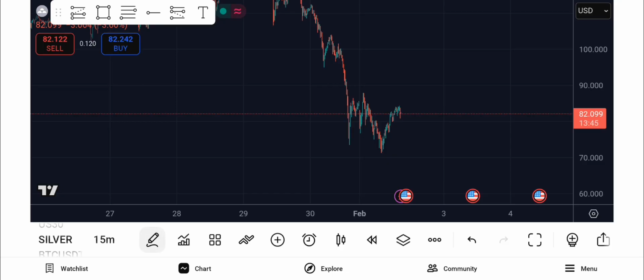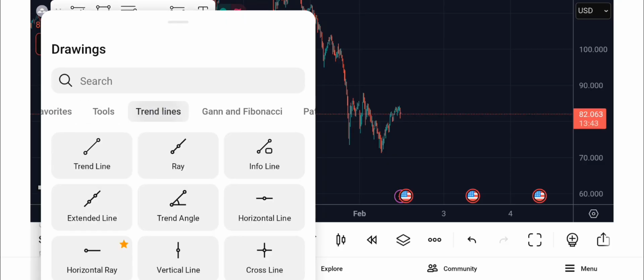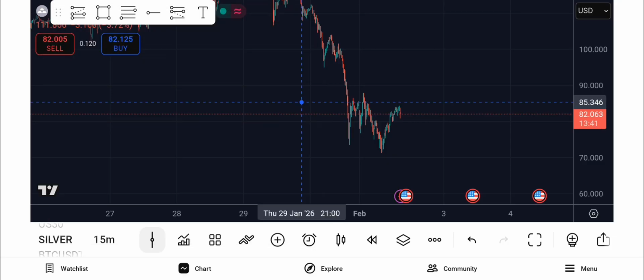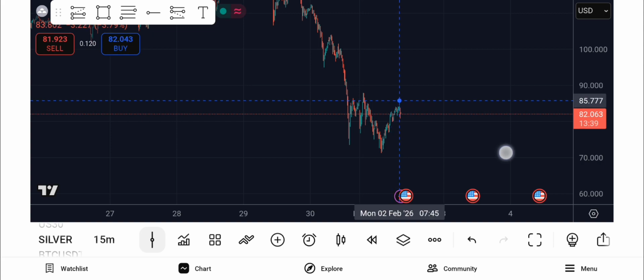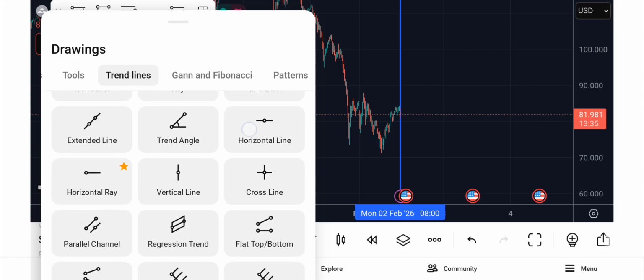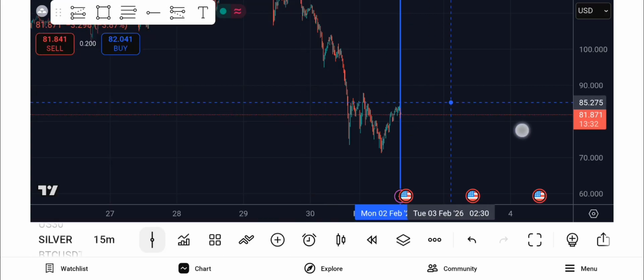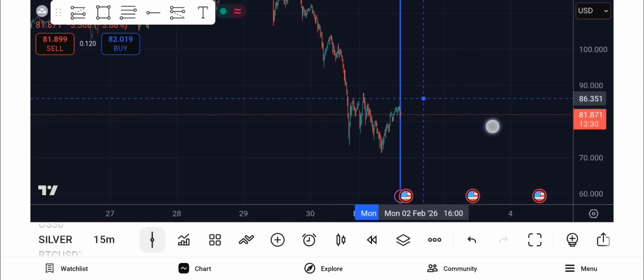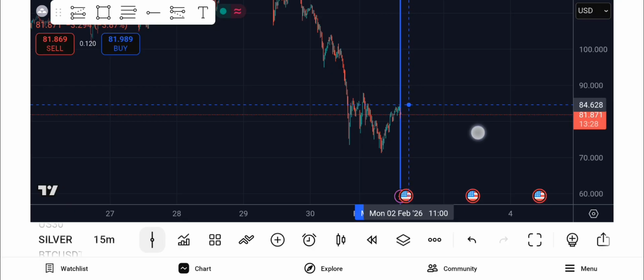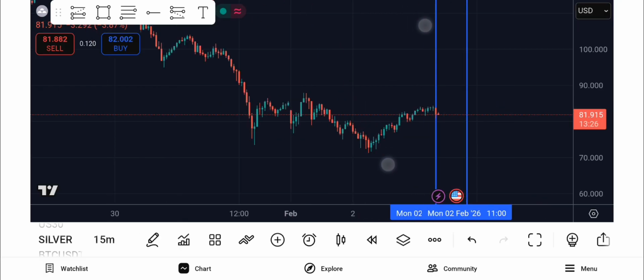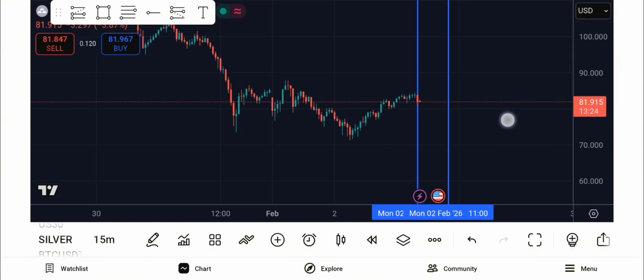First and foremost, what we do is we try to find out what time we're in right now. Looks like we're in London kill zone. So that's 8 a.m. Eastern Standard Time to 11 a.m. Eastern Standard Time.